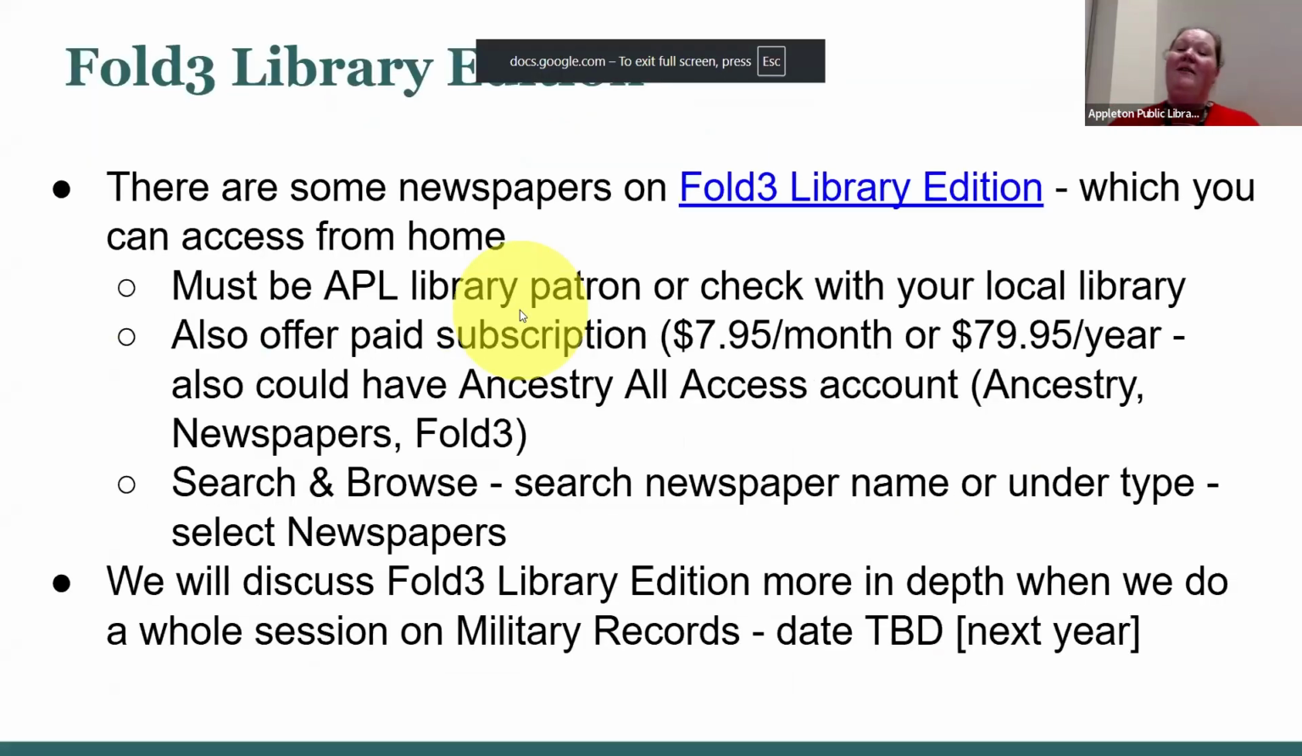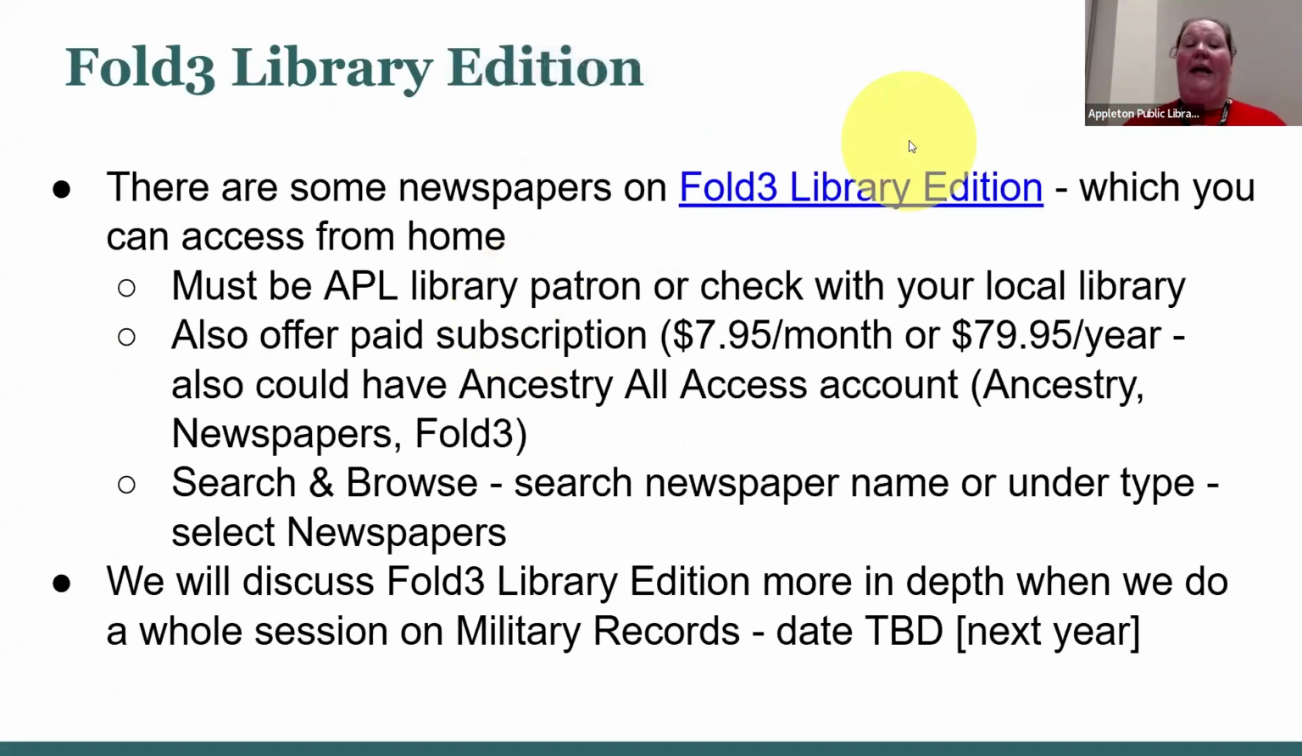There's also Fold 3 Library Edition, which we have access to at APL. There are some newspapers on here, which you can access from home. In order to have home access, you do need to have an APL library card. So it has to say Appleton is the library that you signed up with or that you changed your library to. If you don't know or if it doesn't work, definitely give us a call and we can see about changing it for you.